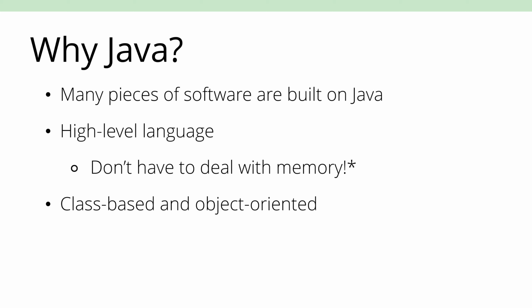So why Java? Well, many software programs are built using the Java programming language. It's what we consider a high-level language. Specifically Java, we don't really have to deal with memory that much. And I put an asterisk, a star there, but for our purposes, our class will say we don't have to deal with memory that much. Okay? And then it's class-based and object-oriented. What does this mean? You don't have to know that right now. We'll get through Unit 1, Unit 2, and by Unit 5, you'll definitely understand what it means to be class-based and object-oriented.